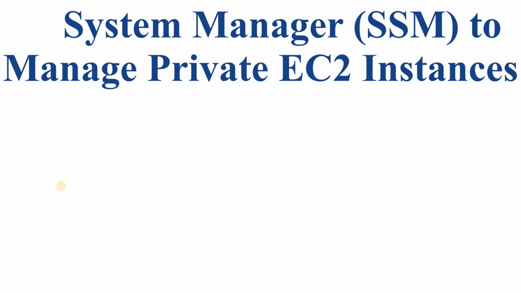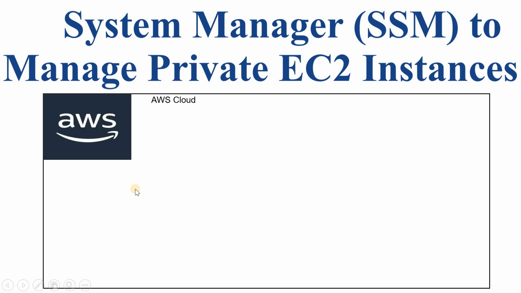Hi, in this video, we're going to see how to enable AWS System Manager to manage a private EC2 instance in AWS. First we will see how to set up System Manager, VPC and the EC2 instance in AWS so that we can manage the EC2 instance with a private connectivity. So first let's walk through the design, and then I'm going to show you the required setup.